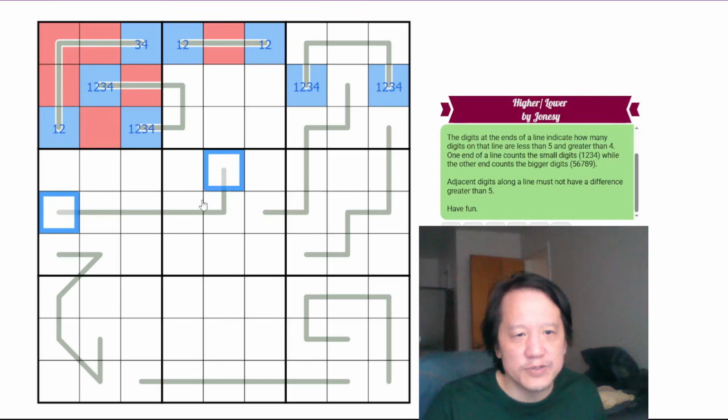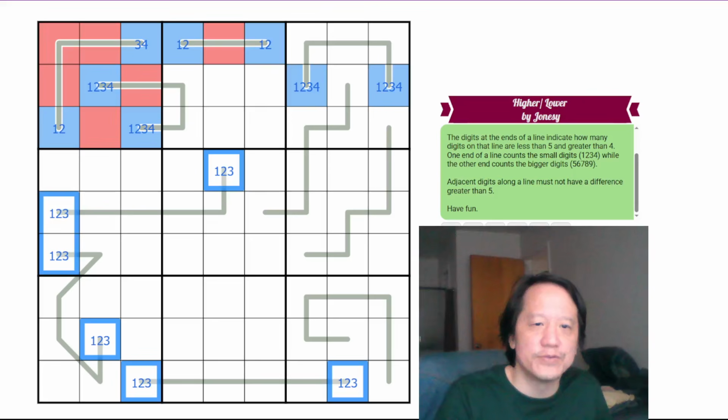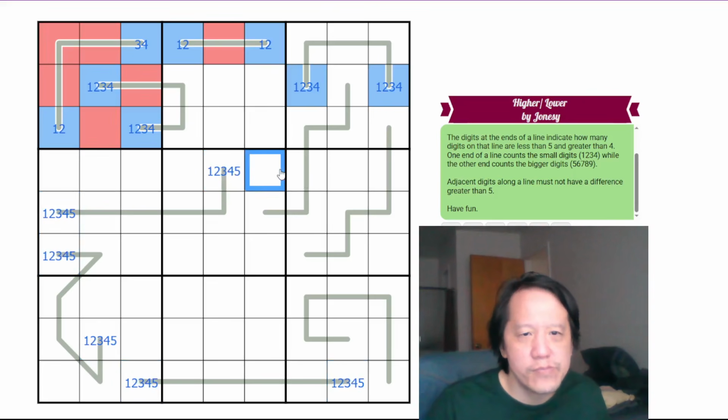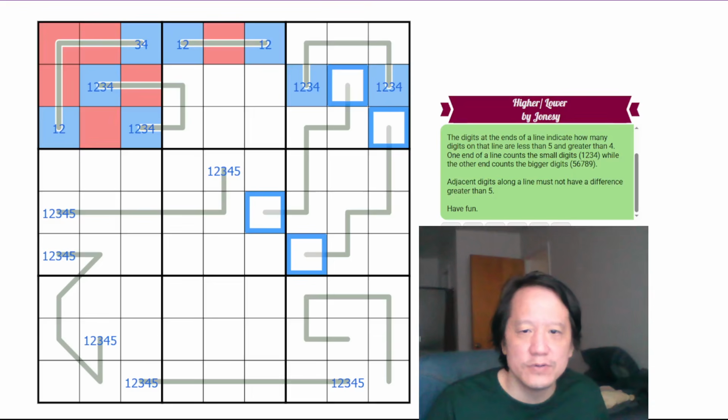So for adding up to 6, we have to have 1 through 5. So these are 1 through 5 there. 1, 2, 3, 4, 5, 6. So that adds 1, 2, 3, 4, 5, 6. So these must be 1 through 5 also.